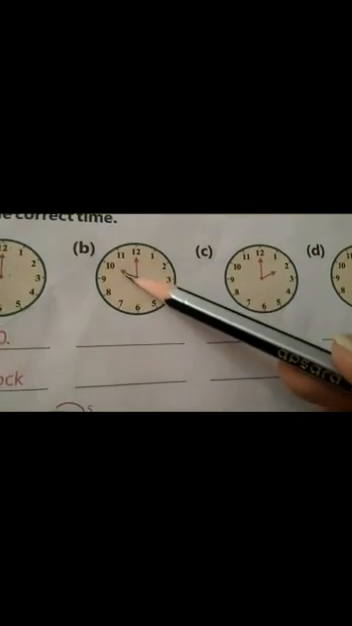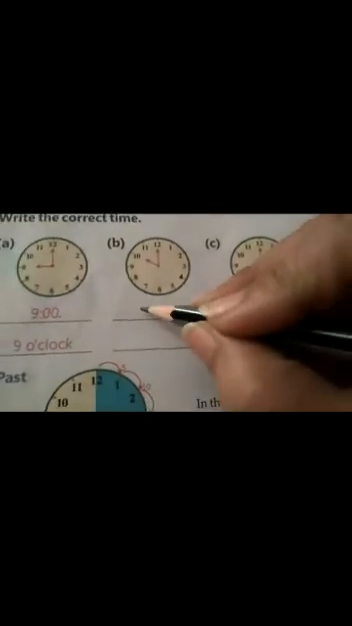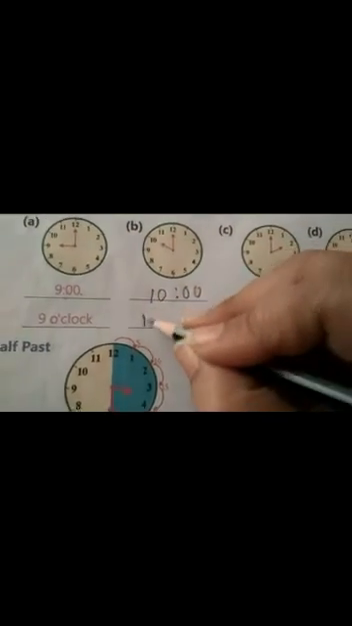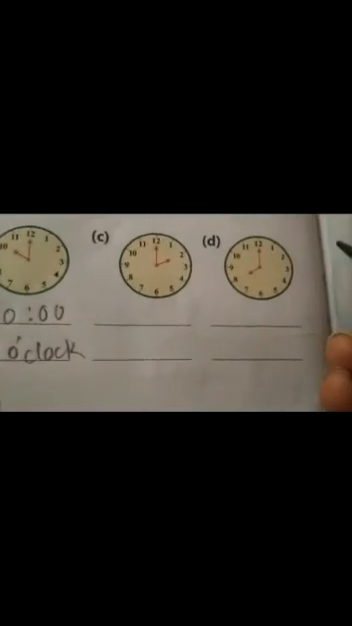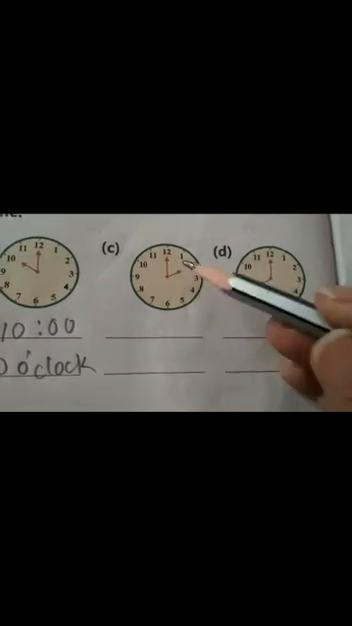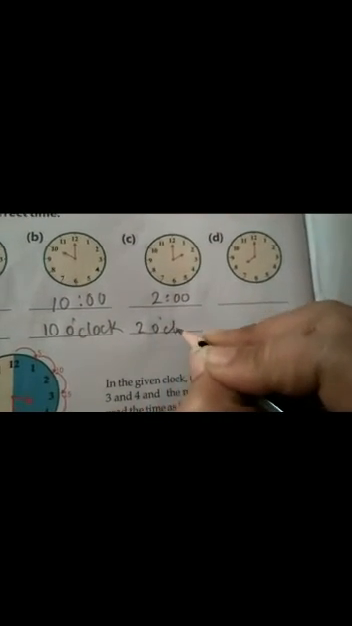Similarly, now how do we write this time? The small hand is on 10 and the big hand is on 12. So it will be read as 10:00, standing for minutes, or 10 o'clock. Okay. Similarly, next one, we have to see where that small hand is. So the small hand is on 2 and the big hand is on 12. So it is 2:00 or 2 o'clock. And the last one, yes, it is 8 o'clock.